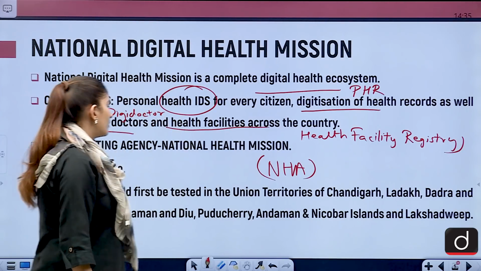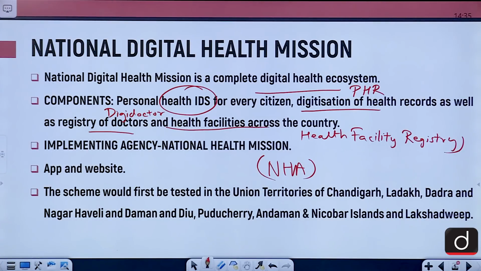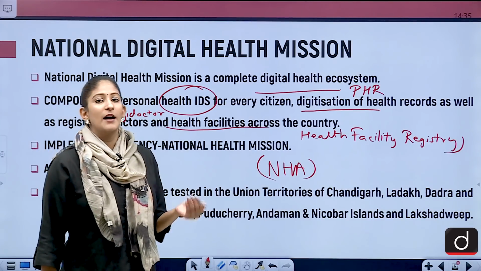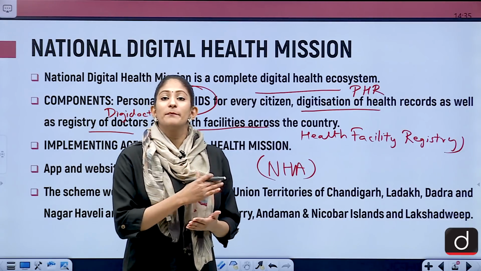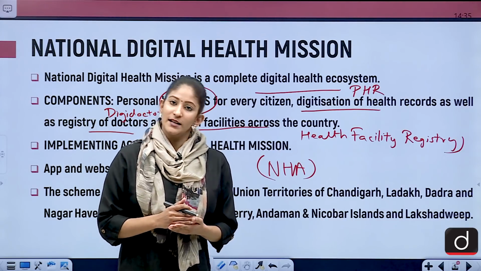Also, this particular mission will be provided on an app platform as well as a website platform, and the scheme would be first rolled out in the different union territories of Chandigarh, Ladakh, Dadra and Nagar Haveli, Daman and Diu, Puducherry, Andaman and Nicobar Islands and Lakshadweep. After such pilot projects have been launched, the pan-India rollout will also be conducted.